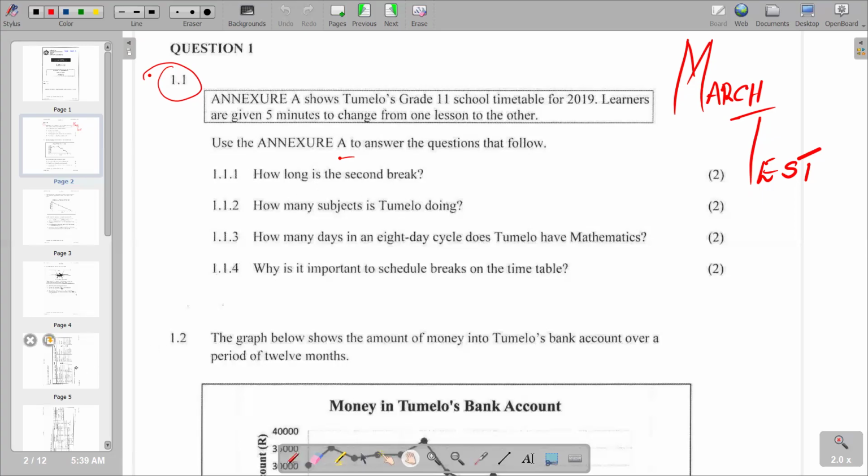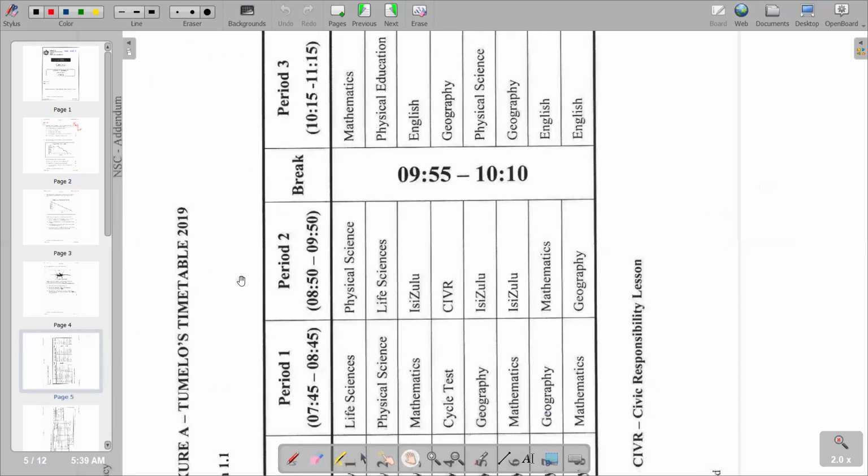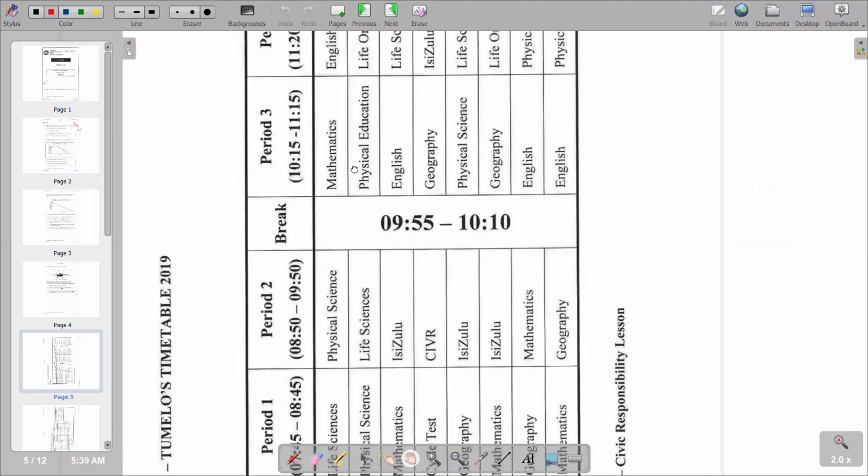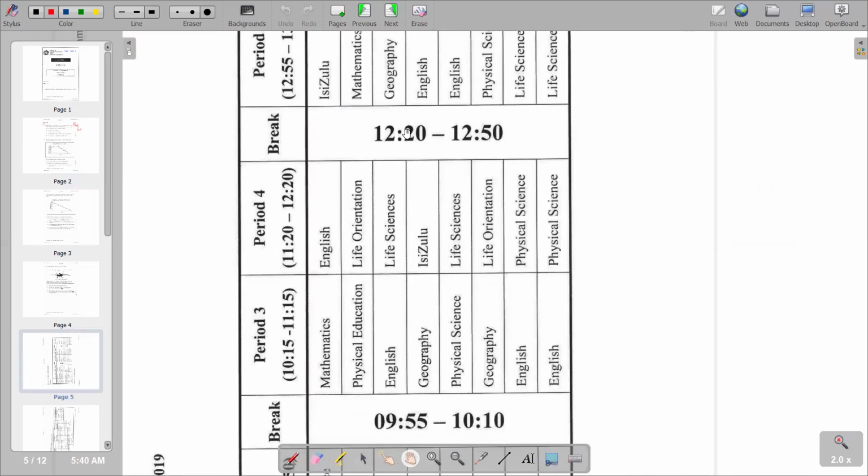So we refer back to Annexure A, whereby our first break is from 09:55 to 10:10, and the second break is from 12:20 to 12:50. So we are saying the second break is how long? We're going to say 12:50, and then we subtract 12:20. If we calculate it within this context, we can now see how long it is.